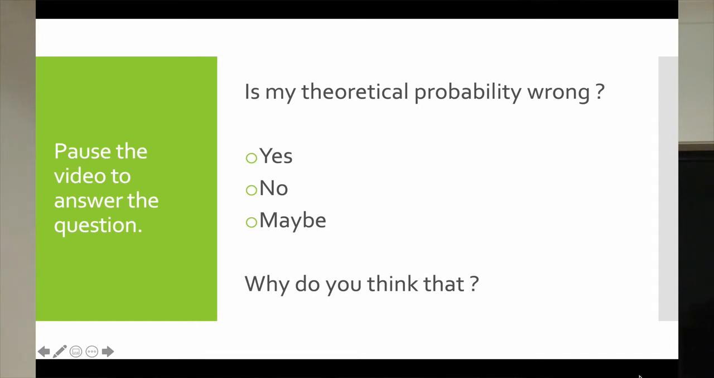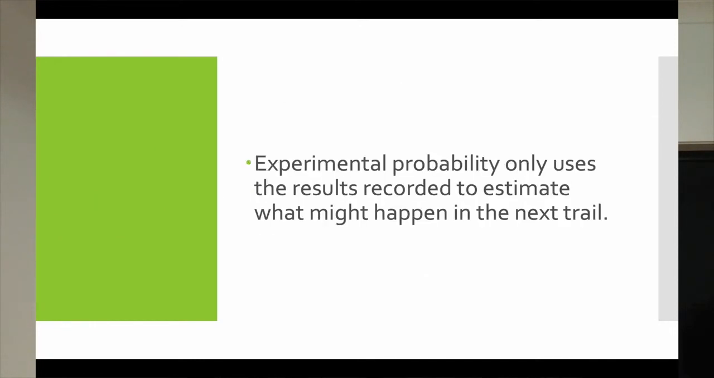Is my theoretical probability wrong? Yes? No? Maybe? Why do you think this? Pause the video and write down your thoughts. So, my theoretical probability is still correct, and my experimental probability is also correct for 10 trials. Experimental probability only uses the results recorded to estimate what might happen in the next trial. However, that doesn't quite explain why my theoretical probability and my experimental probability were different.